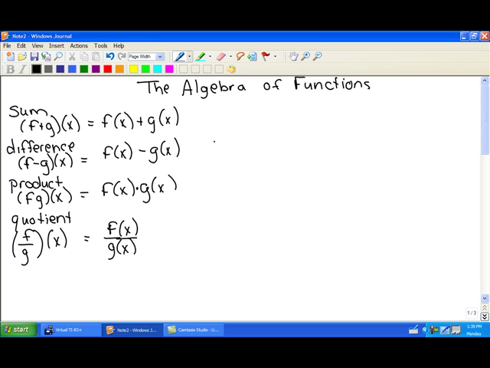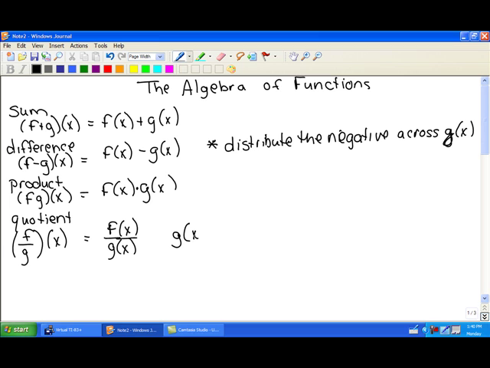I want you to remember when you have the difference of two quotients to distribute the negative. That's one of the most common mistakes. You're going to make sure that you distribute that across the g of x function. With the quotient of two functions, since g of x is in the denominator of the fraction, you'll also need to remember that g of x is not going to be allowed to equal 0.